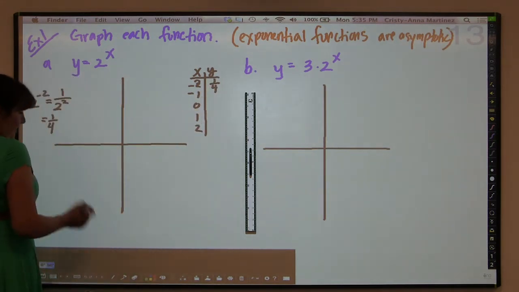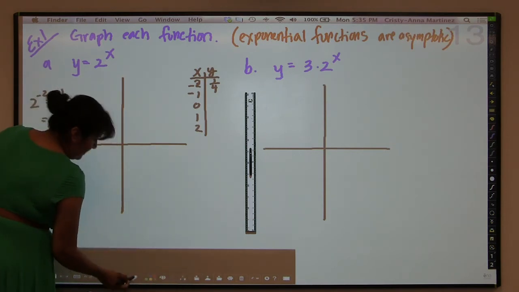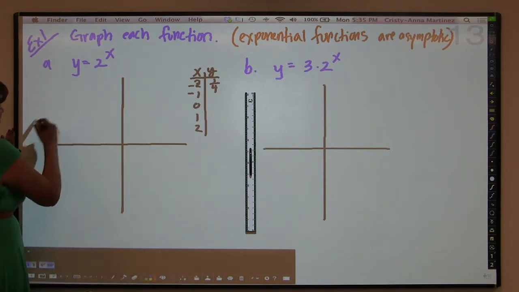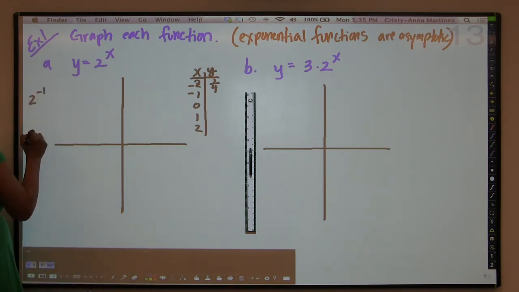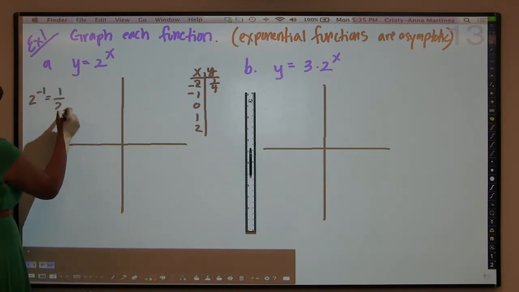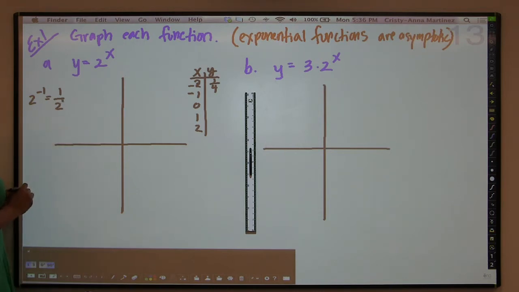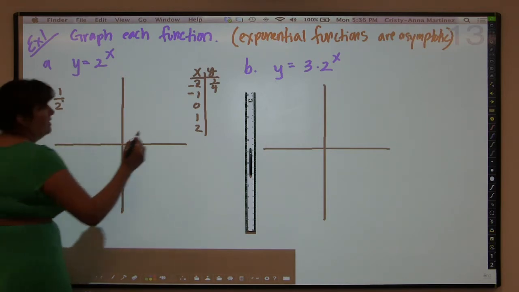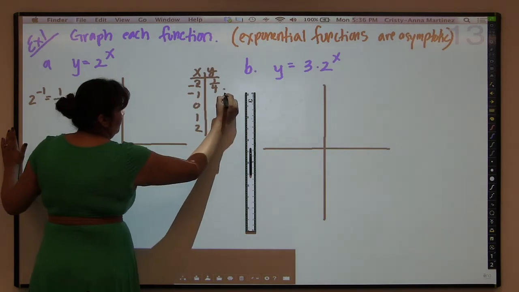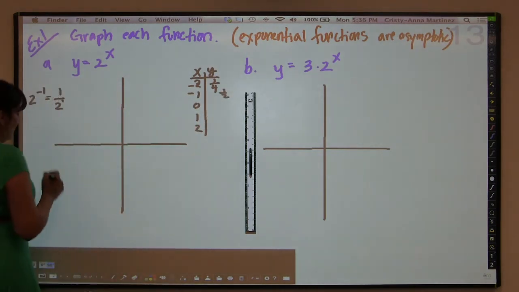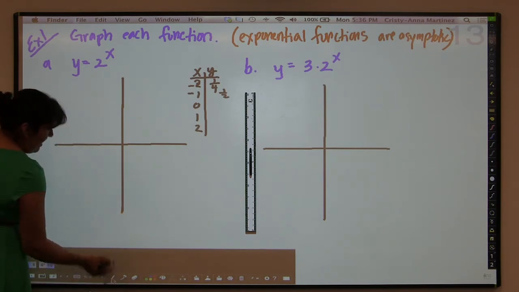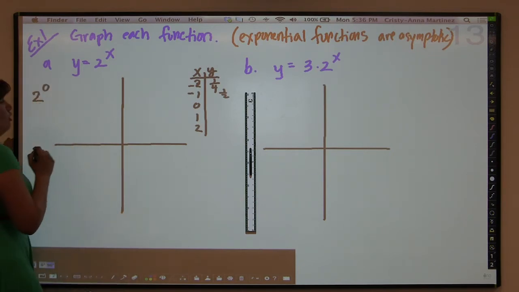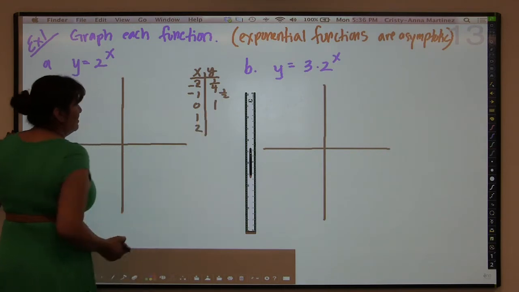My eraser here, I'm going to need it today, because I don't have enough space for all of this. But then if we do 2 to the -1 power, again, we can move that to the bottom and make it positive, 2 to the 1 power, and that's 1/2. So when x is -1, we get 1/2. And then when x is 0, you might remember from before that anything to the 0 power is 1. So when x is 0, y is 1.